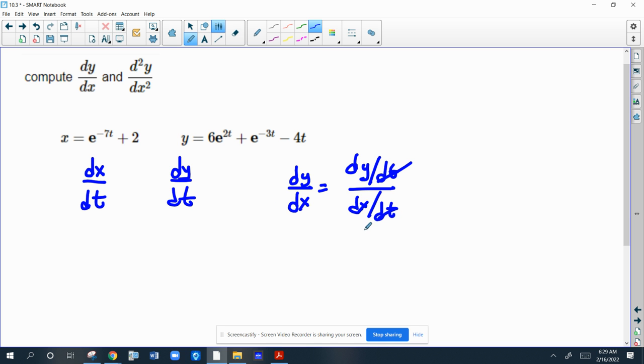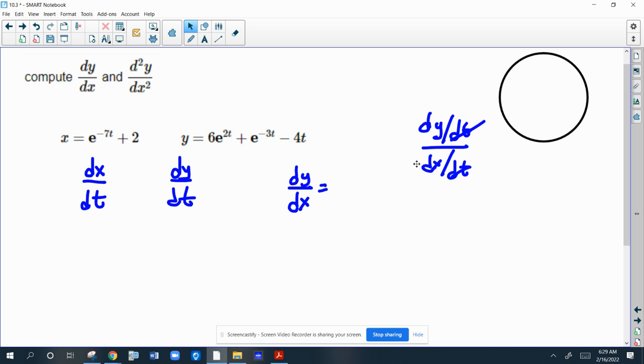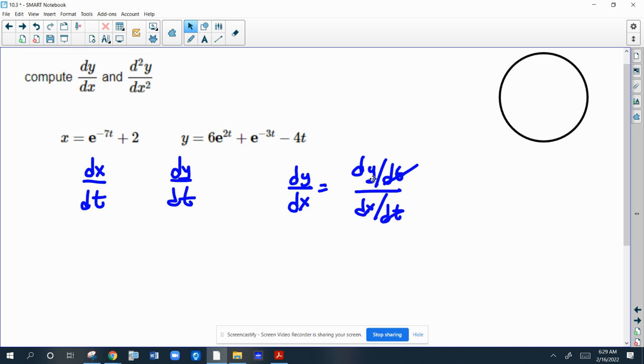The way to calculate dy dx for a set of parametric equations is just like that. Take the derivative of y with respect to t over the derivative of x with respect to t. So we're going to do that.